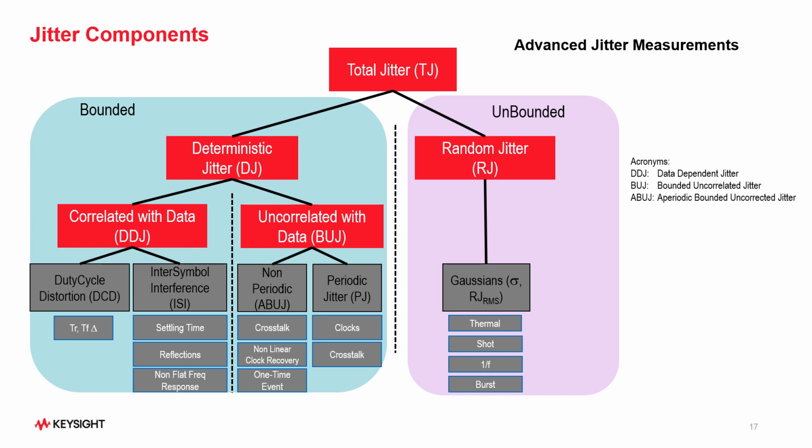The other subcategory under the BUJ is the periodic jitter, and this is mainly caused by clocks in the system. So if one has a high-speed clocking system and that's coupled into the high-speed signal, we refer to that as the PJ, or the periodic jitter. So all these components we are talking about are bounded, so they don't increase over time.